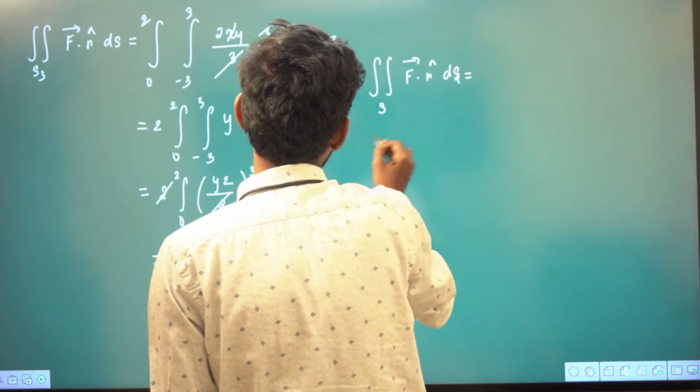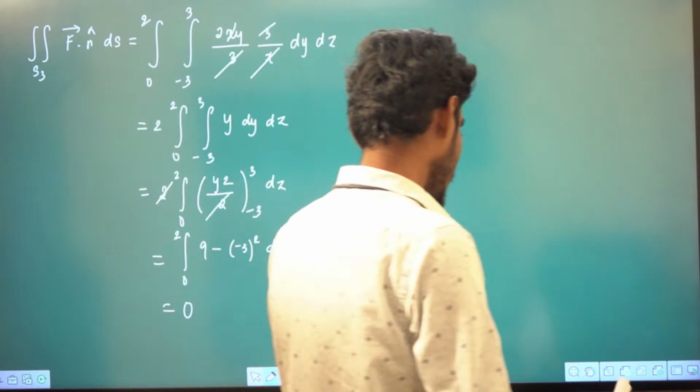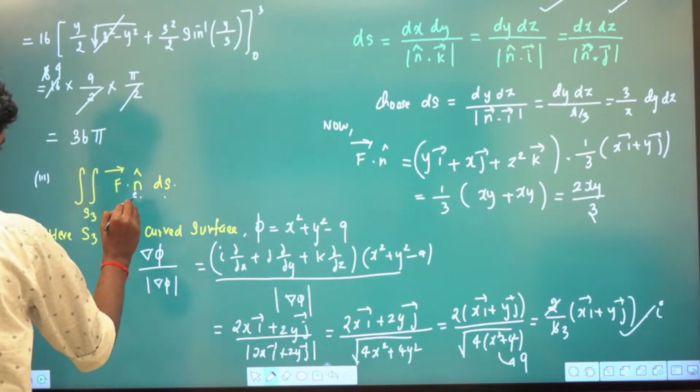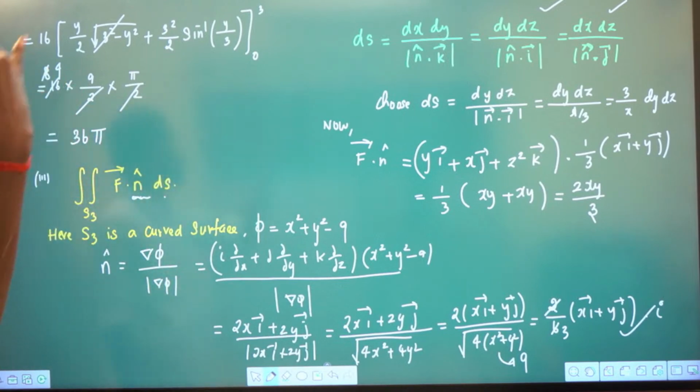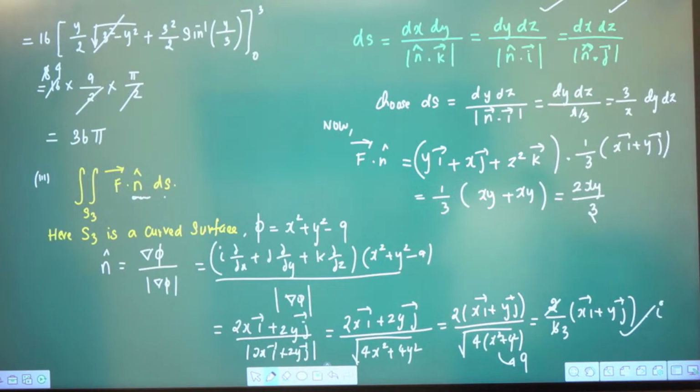See, to get 0, we are working a lot, right? You need to choose n cap ds. See, I repeat, n cap for a curved surface: you choose n cap to be del phi by mod del phi, where phi is the surface, which is x square plus y square minus 9.